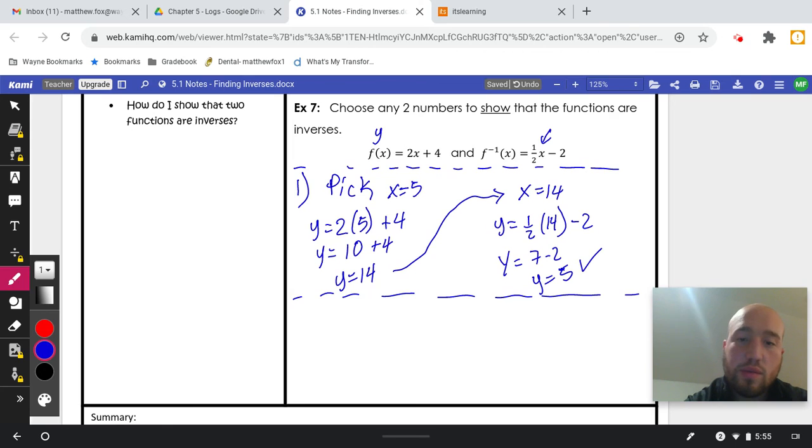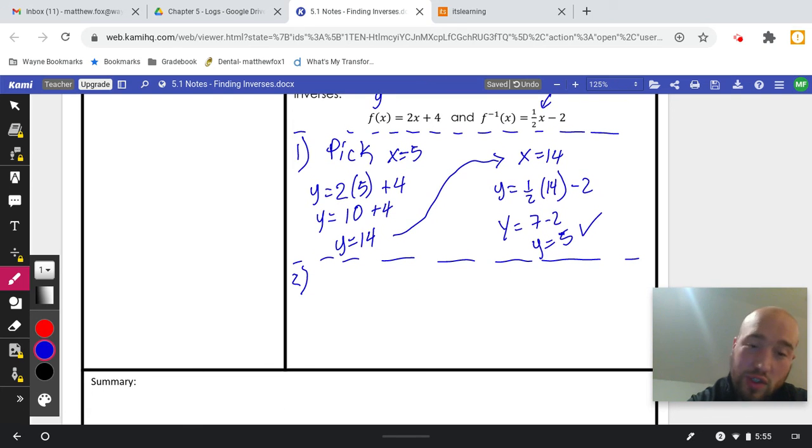Now it asks us to choose any two numbers to show it. So we want to show it one more time. Okay, so this time, once again, you can choose whatever you want. I'm going to use x equals 3. If you want to try it with a different number and see if you can do it, that's fine. So we plug in a 3, and y equals 2 times x plus 4, so 2 times 3 plus 4. 2 times 3 gives us 6 plus 4. And y will equal 10.